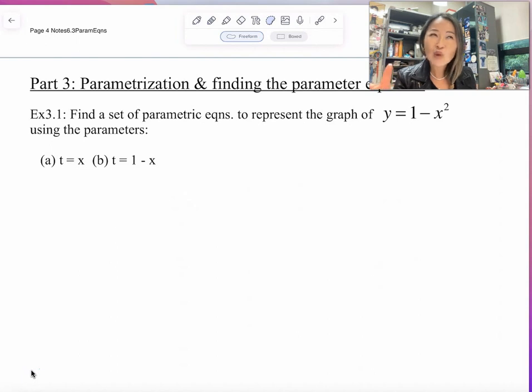What's one thing that's bad about parametric equations compared to a rectangular? These are all really good things to think about as you discover more and more about parametric equations. Today we're going to talk about two things: parametrization and finding the parametric equations given rectangular. So let's see how we do that.